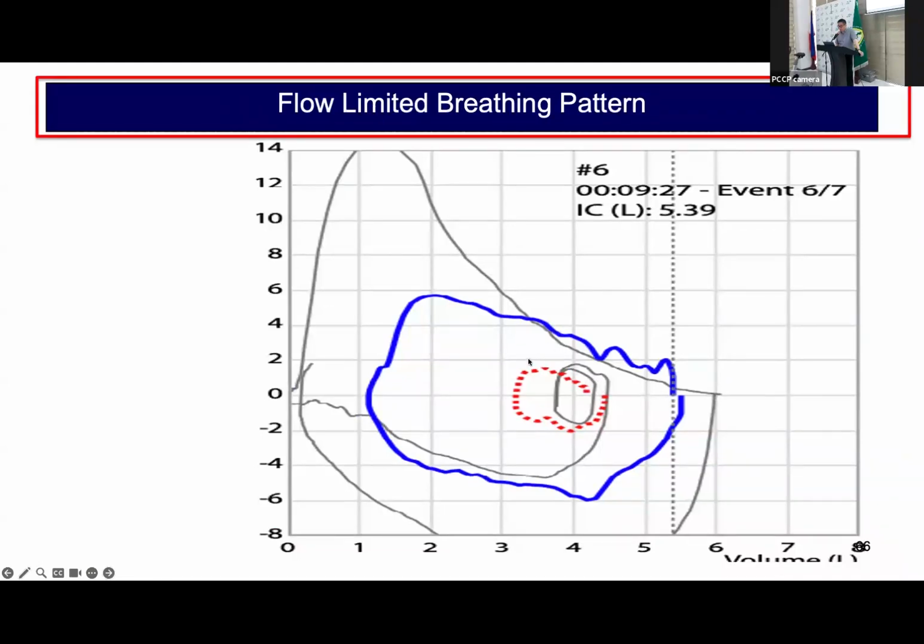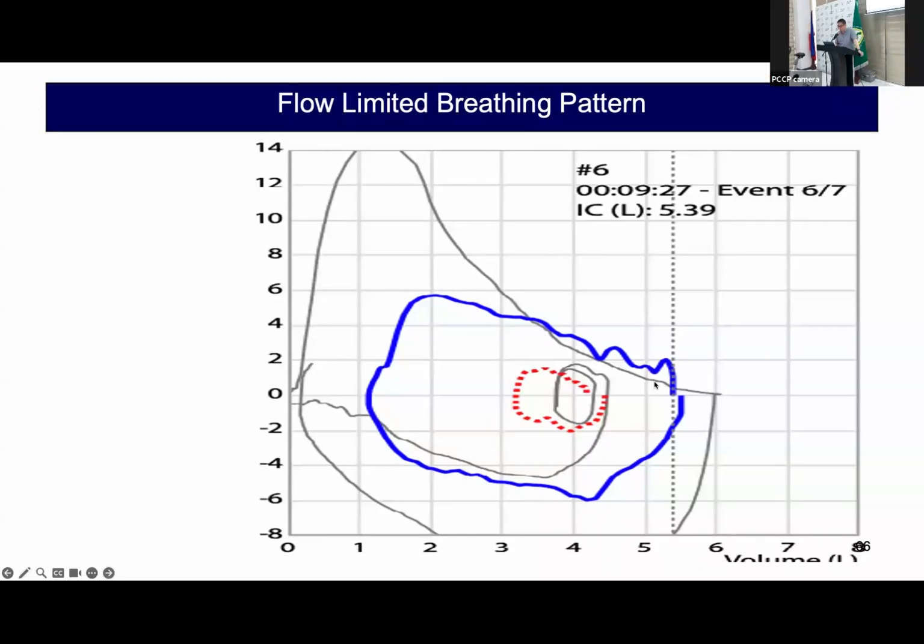Now, this is an example of a flow-limited breathing pattern. What's abnormal? It touches the maximum expiratory flow. He should have gone higher, pero hindi niya kaya because that's his maximum. Okay?